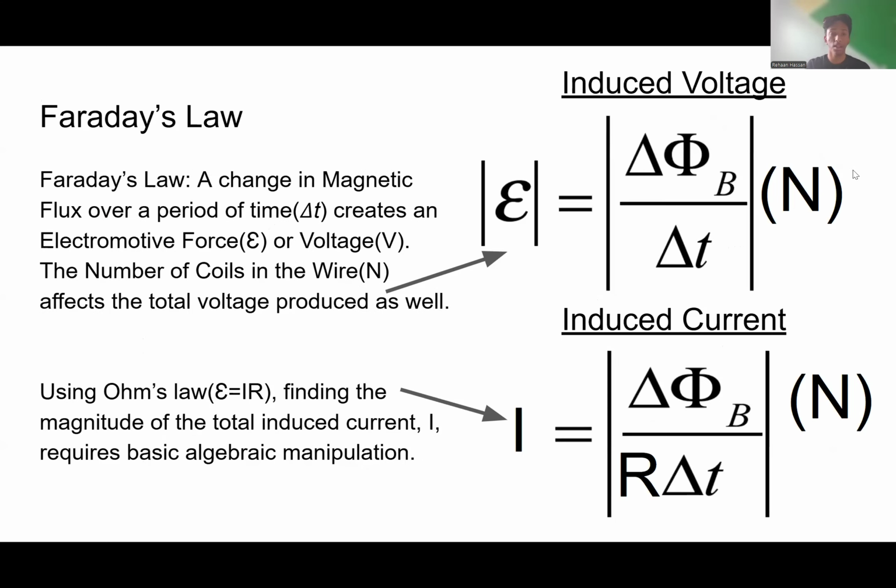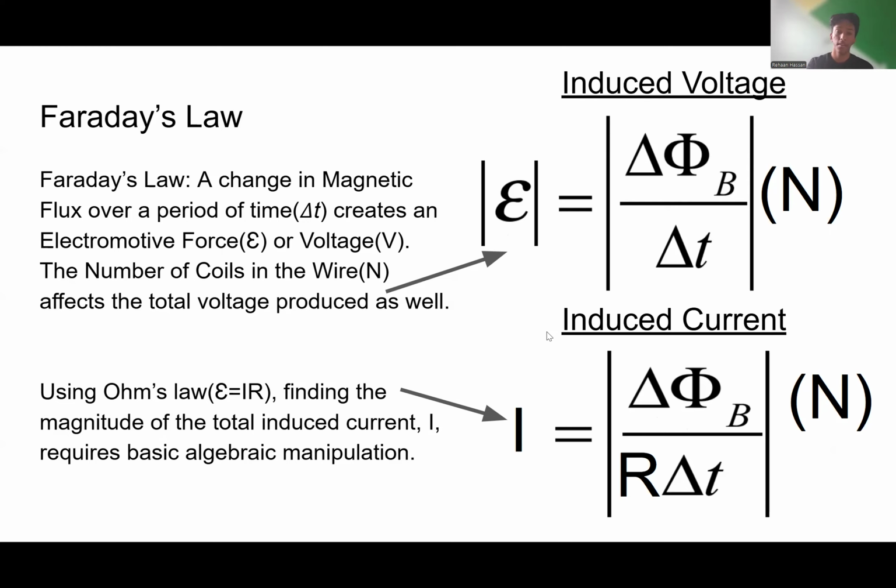Another important law that we need to know is Faraday's law. Faraday's law states that a change in magnetic flux over a period of time t creates an electromotive force or voltage. The number of coils in the wire, N, affects the total voltage produced as well, as shown in the top right. Using Ohm's law, E is equal to IR, we can find the magnitude of the total induced current, I, which requires basic algebraic manipulation. Essentially, just substituting the value of E in the top for IR, and then dividing Faraday's law by the value of R.